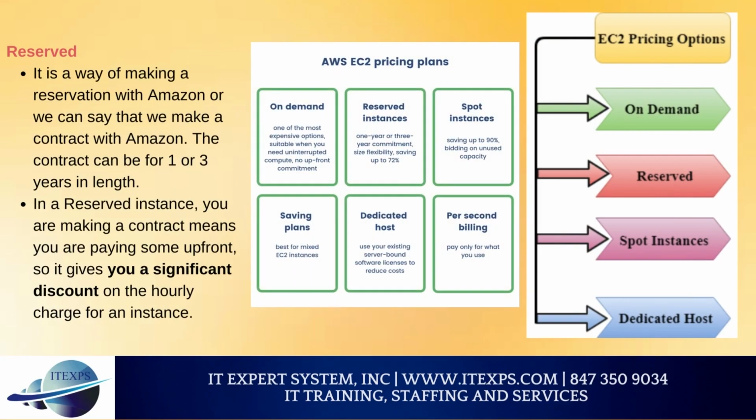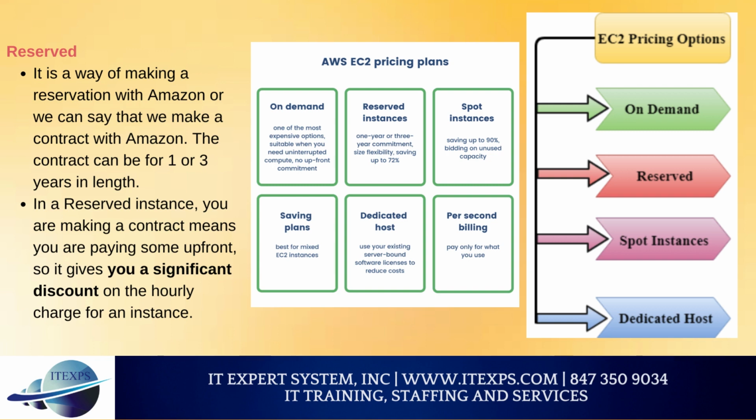Reserved. It is a way of making a reservation with Amazon, or we can say that we make a contract with Amazon. The contract can be for 1 or 3 years in length. In a reserved instance, you are making a contract, meaning you are paying some upfront, so it gives you a significant discount on the hourly charge for an instance. It is useful for applications with steady state or predictable usage. It is used for those applications that require reserved capacity. Users can make upfront payments to reduce their total computing costs.